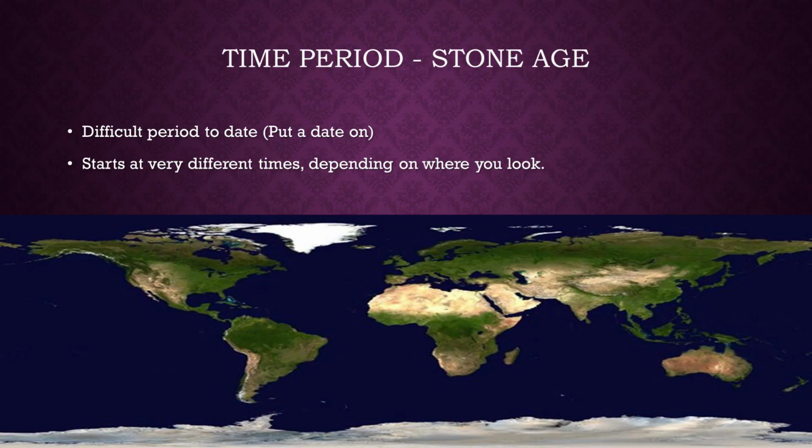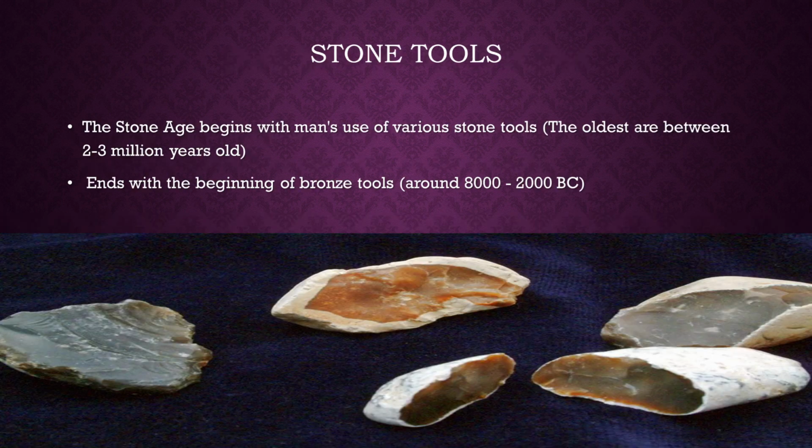So let's begin with the time period, the Stone Age. It is a difficult period to date. It starts at different times depending on where you look, because the Stone Age begins with humans' use of various stone tools, and the oldest ones that we have found are around 2 to 3 million years old. And the Stone Age ends with the beginning of the use of bronze tools, around 8000 to 2000 BC.